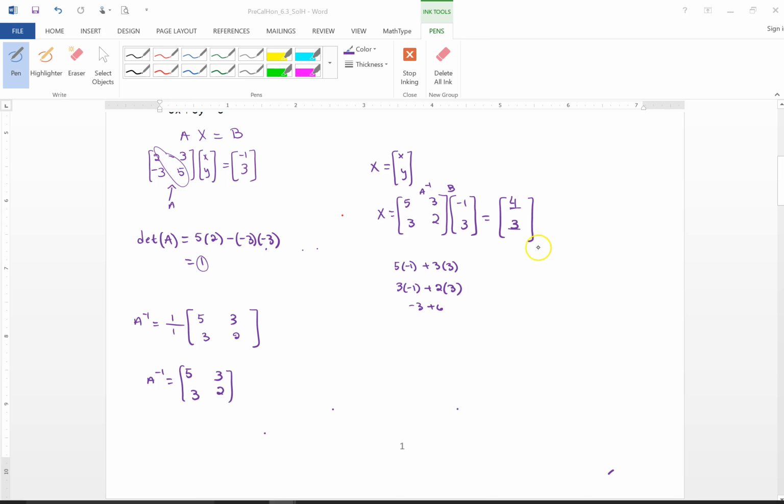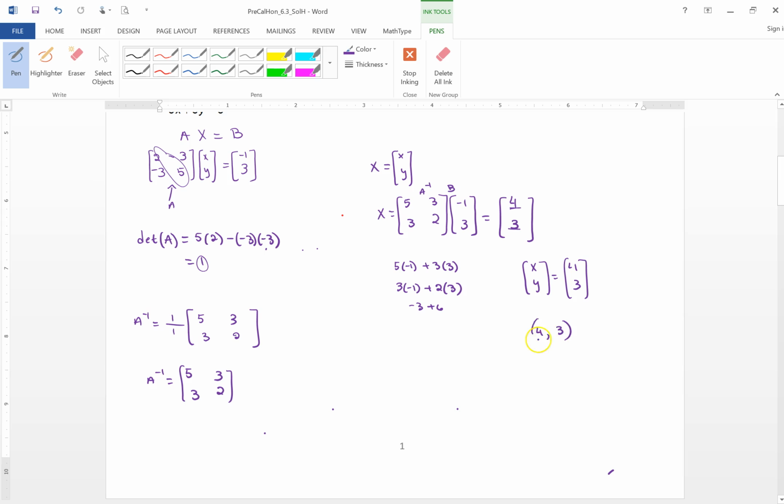That means my XY matrix is 4 and 3. That means my solution is 4 and 3. X is 4, Y is 3. So that's another way of doing it. I could have just done this.